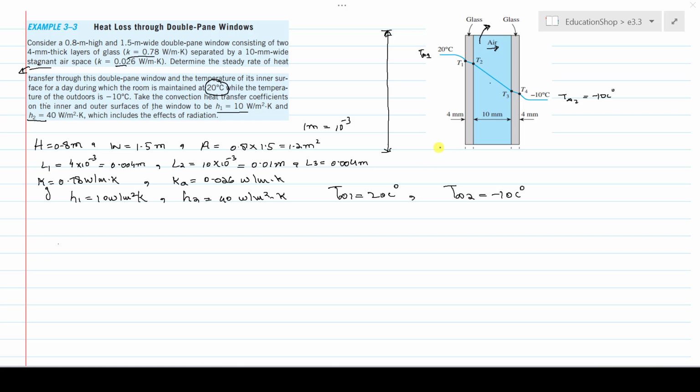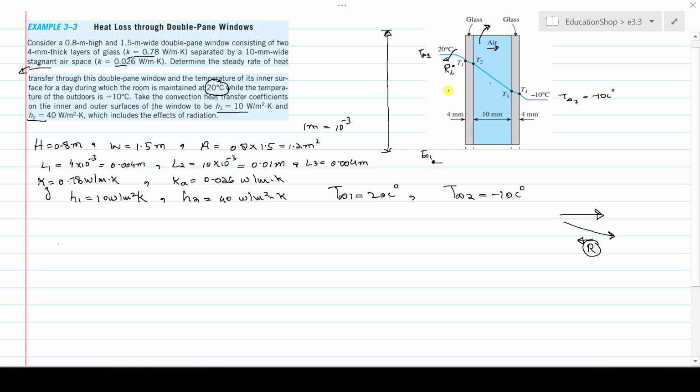Let me start from the temperature at the inside of the double pane window. This is, let's say, T infinity 1. The temperature drops from T infinity 1 to T1. It means that there is some resistance offered to the heat transfer, and that is, let's say, Ri.